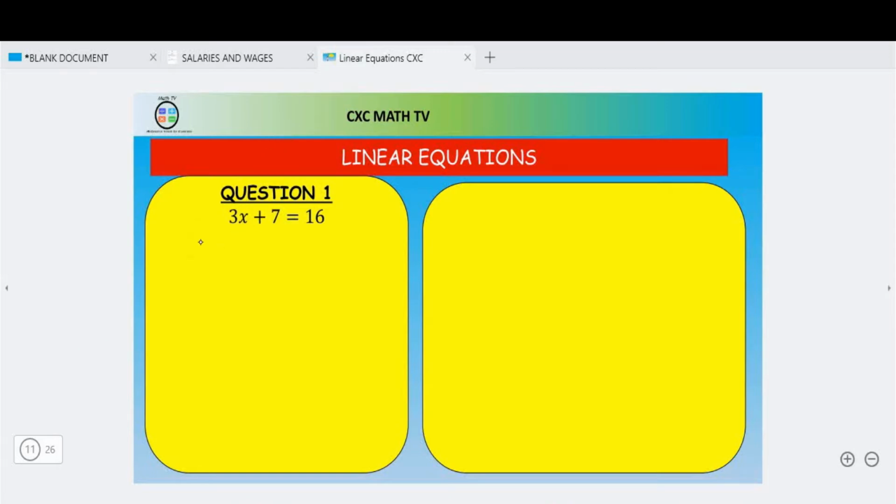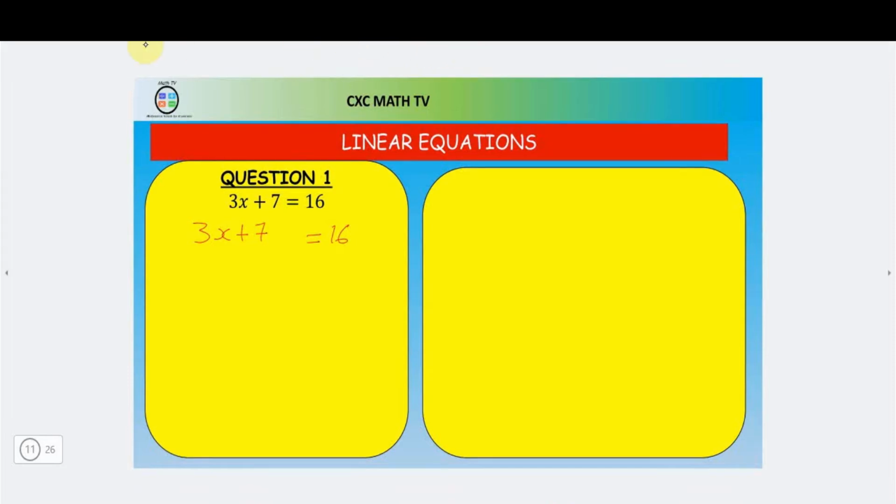As you're doing this linear equation, you have 3x plus 7 equals 16. First thing we need to do is subtract 7 from both sides. I will change my ink color as well to show you the subtraction. So we subtract 7 from both sides, and then plus 7 and minus 7 cancel. So we have 3x is equal to 16 minus 7, which is 9. Then we divide both sides of the equation by 3. In that case, we get x is equal to 3.